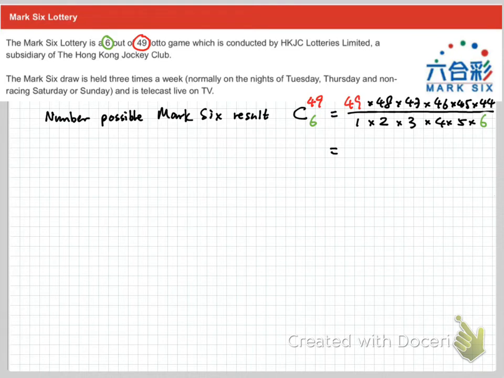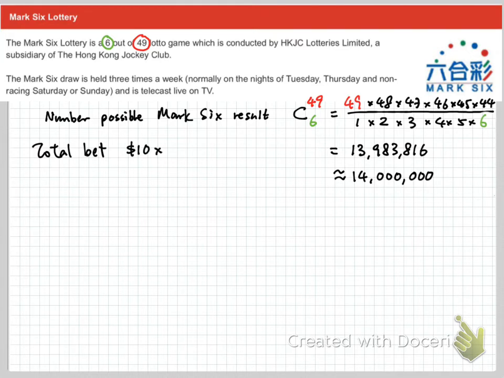Now it's a huge number: 13,983,816. So there are roughly 14 million ways for the Mark 6 result. And every bet in the Mark 6 is $10. So the total bet will be $10 multiplied by 49C6, and that would be roughly 140 million, 1億4千萬. If you want to buy Mark 6 tickets that are guaranteed to win, that will cost you 140 million.